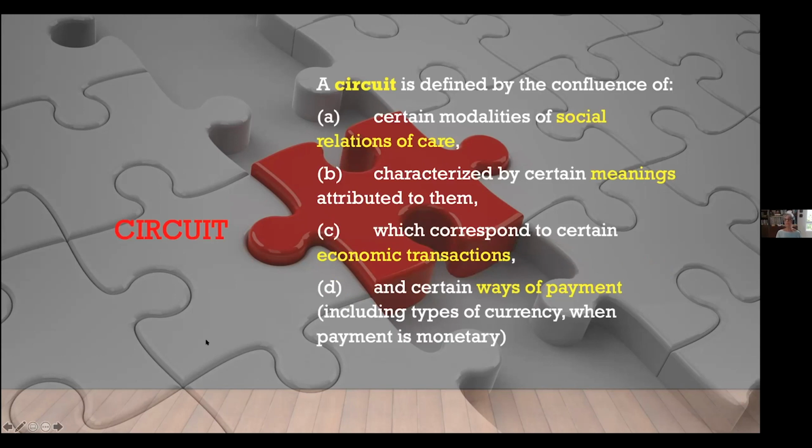In this sense, a circuit could be defined by the confluence of a certain modality of social relation of care, characterized by certain meanings attributed to them. Depending on the meaning, feeding an elder can be totally different if it is a care worker, or a daughter, or a spouse that is feeding this elder, which corresponds to certain economic transactions, can be a commodified relation in certain ways of payment that can be monetary or not, and that can include different types of currencies and different ways of valuing how to pay.